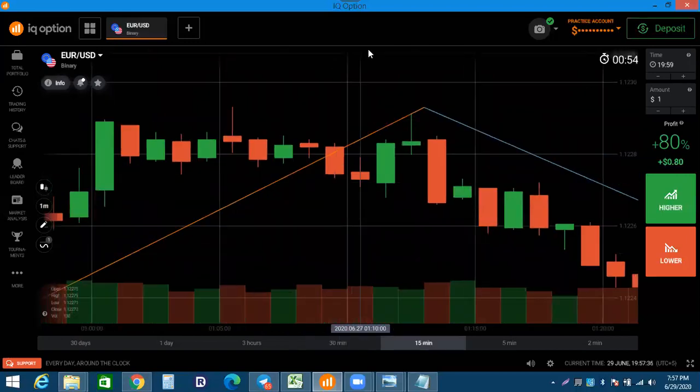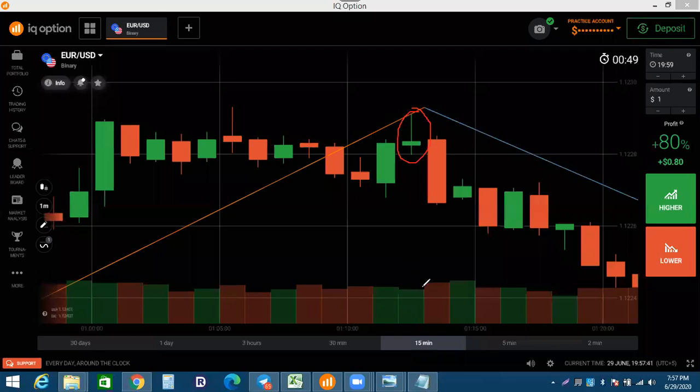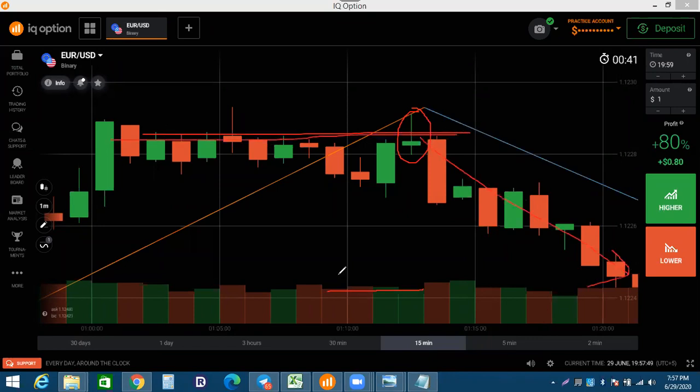Look at this signal. The volume is decreasing from the previous 2 candles. The trend is at the resistance level. That is a sign that the market will change direction. Okay.